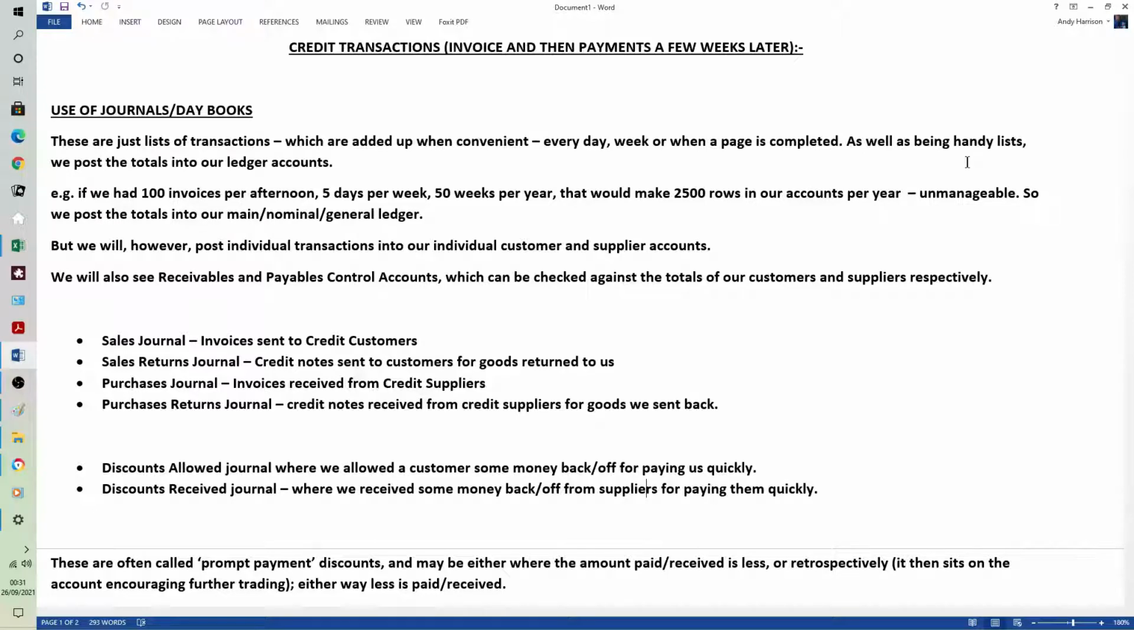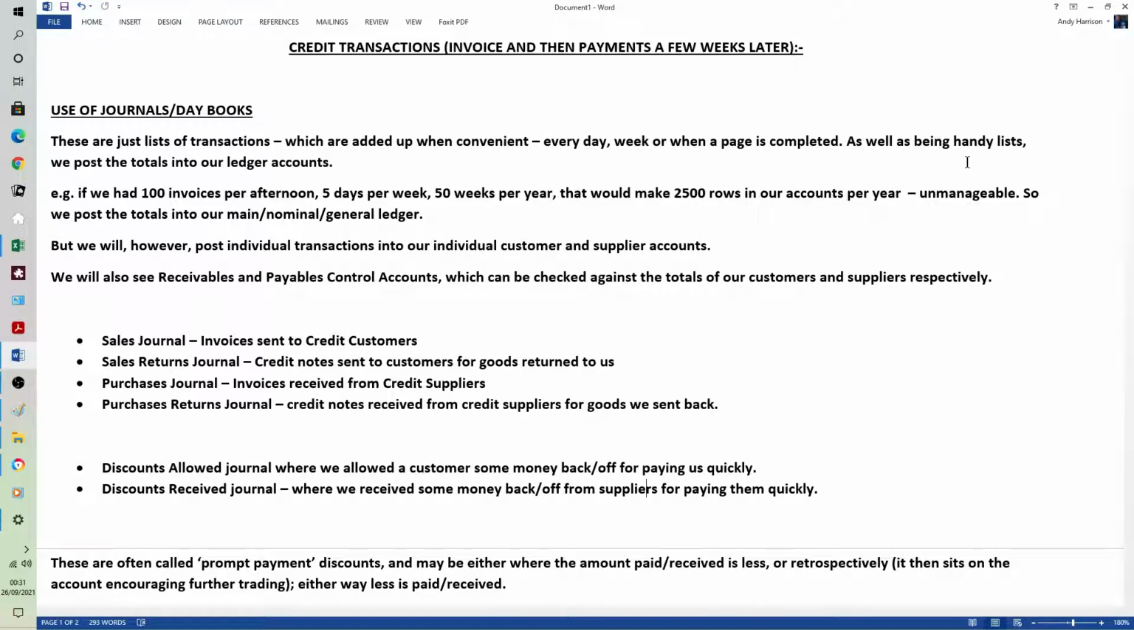However, individual customer and supplier accounts have to have every transaction, so we now need customer accounts because we need to know everything we sold to a particular customer and every time they paid us. And the same with suppliers, we need to know what we bought off them, what we sent back and how much we owe them. So we're also going to see receivables and payables control accounts.